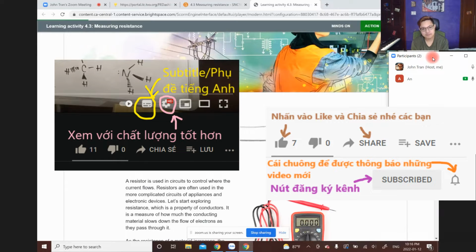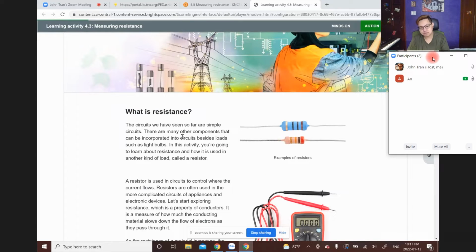The circuit we have seen so far is a simple circuit. There are many other components that can be incorporated into a circuit besides a load such as a light bulb. In this activity, you're going to learn about resistance and how it is used in another kind of load called a resistor.